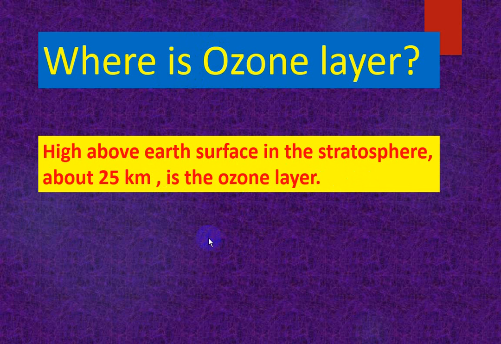So the ozone layer is on the surface of the Earth and it protects all asteroids from hitting the Earth.